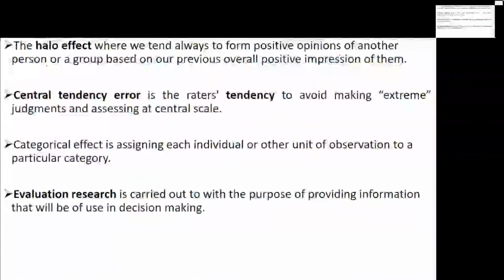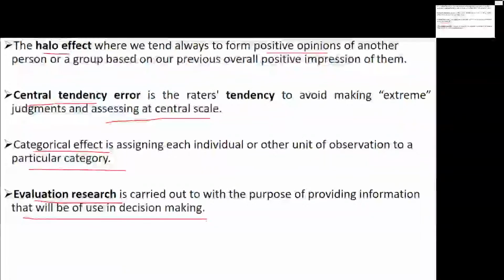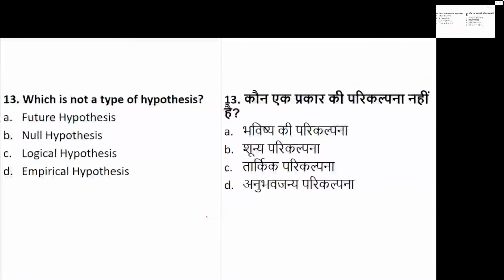So here also see, halo effect I have mentioned, that is on positive opinion. Central tendency means a tendency which is on a central scale. Categorical effect is based on a particular category. Evaluation research is carried out to make or to take a decision. Is it clear? Okay. Now coming to question number 13, which is not a type of hypothesis.